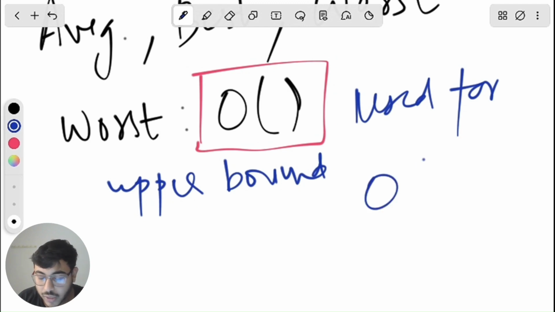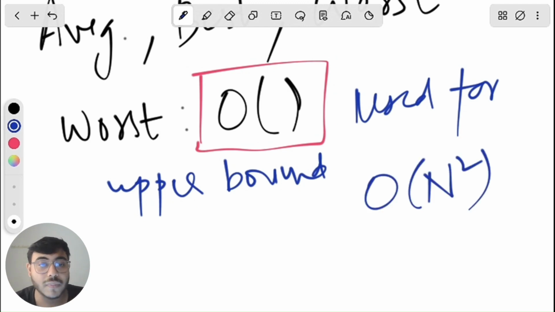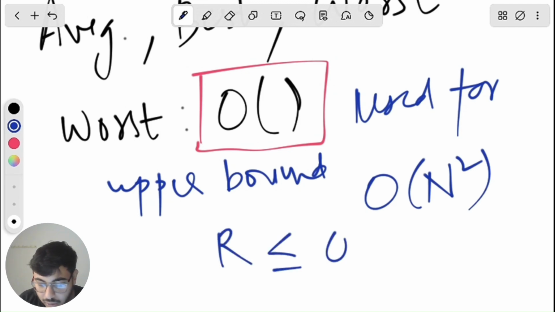Let's say I write order n square. It means that your algorithm will solve the problem within n square number of instructions or steps. This means an upper bound. Your runtime will always be less than or equal to order n square.